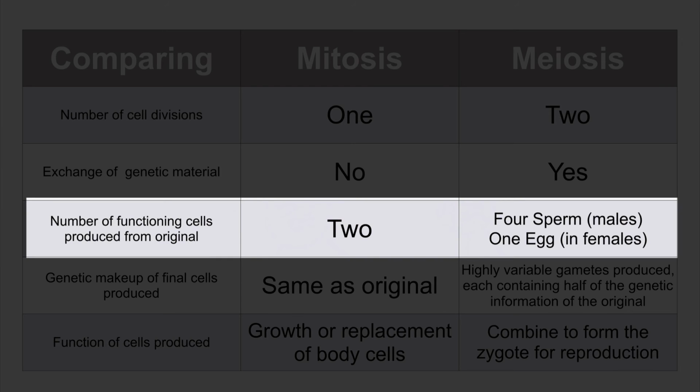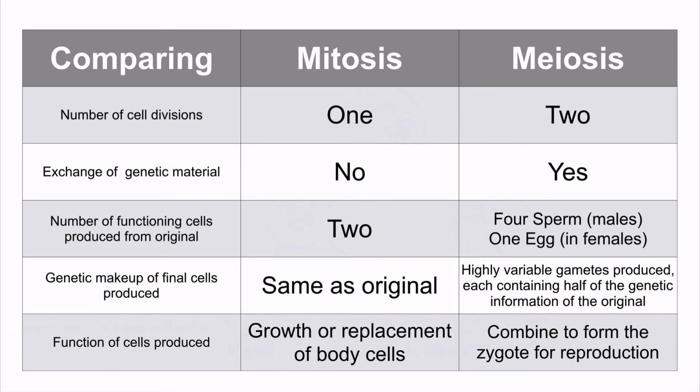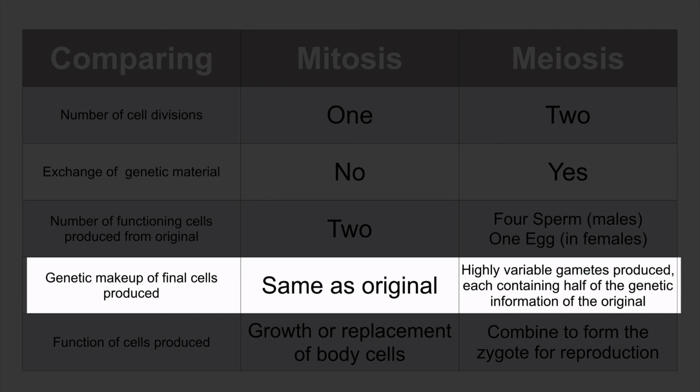Number of functioning cells produced from the parent cell. In mitosis, there are 2 daughter cells. In meiosis, there are 4 sperm in males and 1 egg in females. And the genetic makeup of the final cells, in mitosis, they're the same as the original. In meiosis, they are highly variable. That phrase means there's a lot of different combinations in the gametes, and they have half the genetic information as the parent cell.